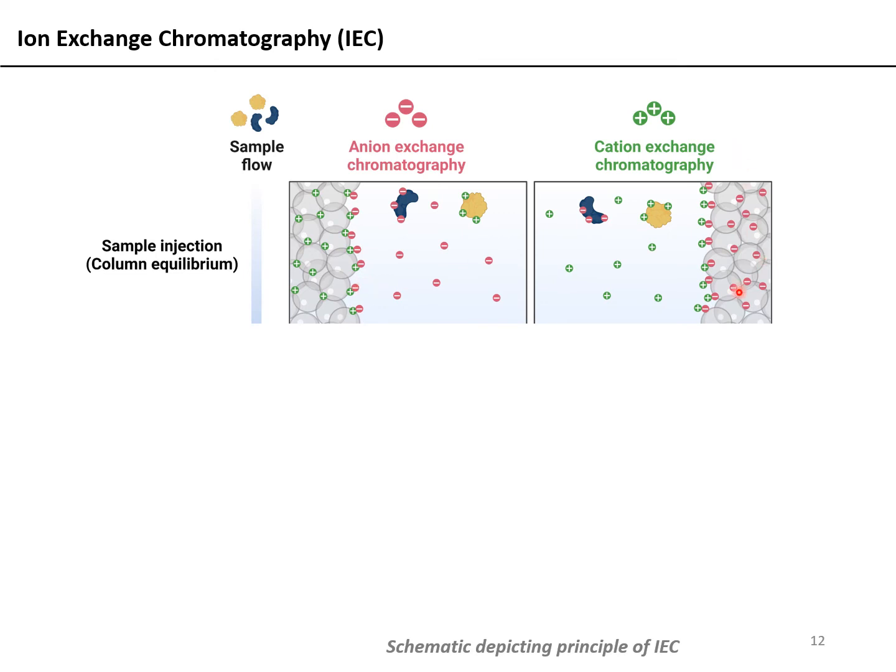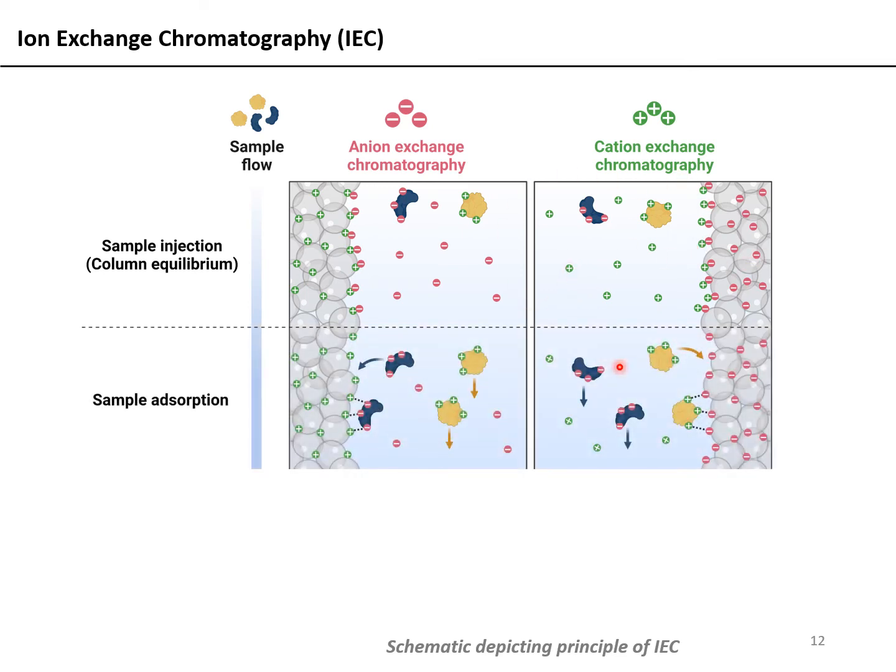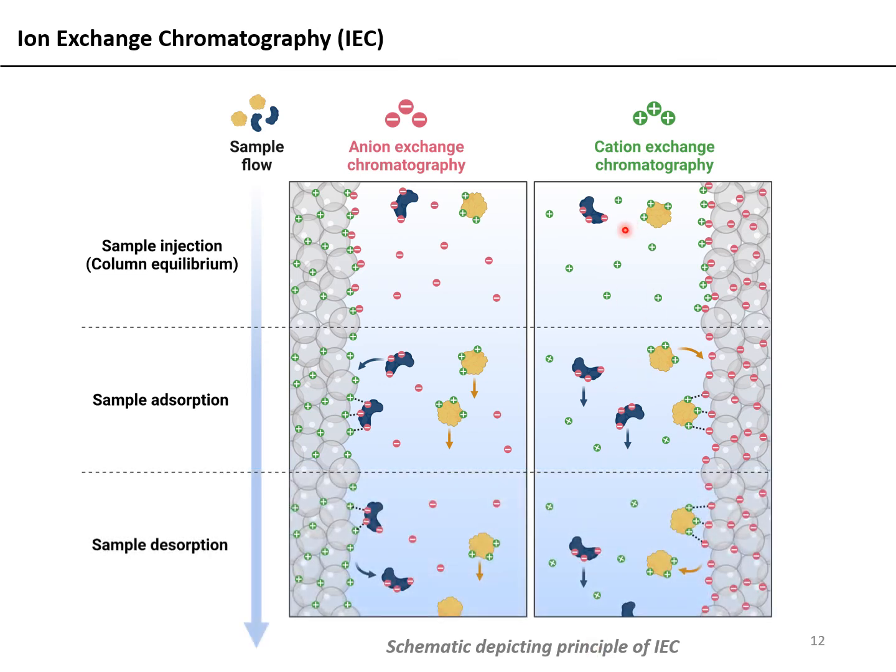Whereas in case of the cation exchange chromatography, the yellow protein will bind and the blue one will be repelled away. So once you have injected your sample, you allow the sample to adsorb. You see the blue one has bound, the yellow one simply flows through, and the reverse occurs over here. The yellow one has bound and the blue one simply flows through.